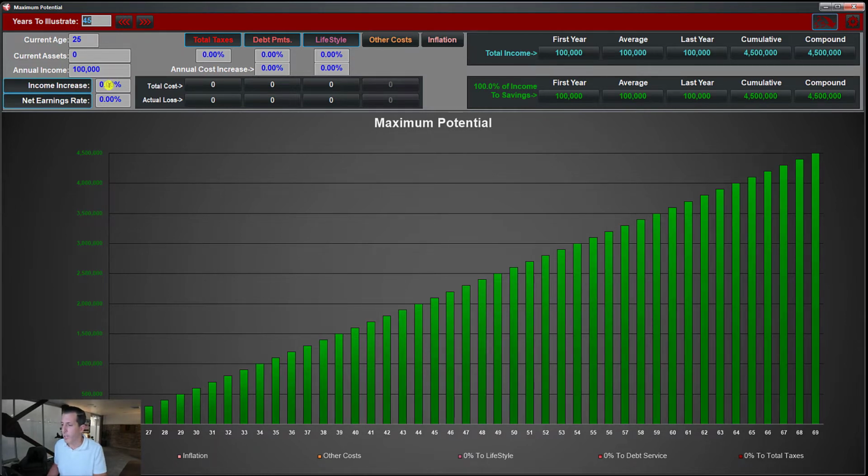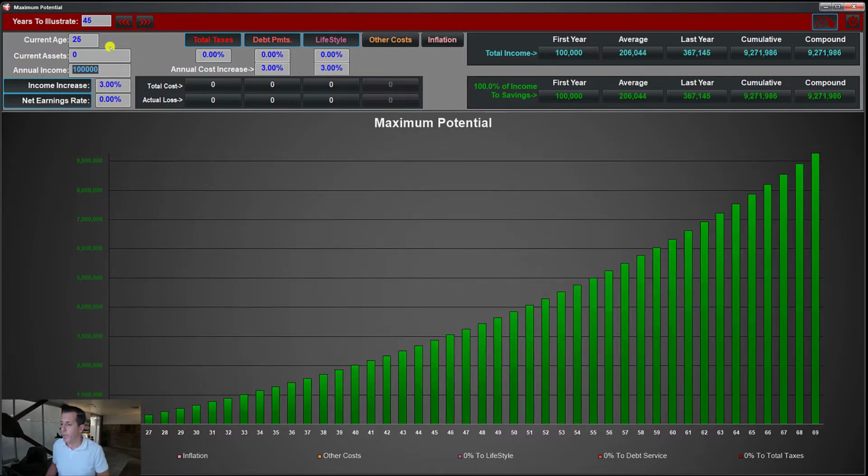First is income increase. So cost of living increase is typically 3% for the average American. And then we're also going to add a net earnings rate. Now this is an important rate because all money has a cost. If it's not spent, it can be saved. If it can be saved, it can earn interest. So in economics, there is something called opportunity cost, and it's the measurement of what money could have earned had it done something else versus what it ended up doing.